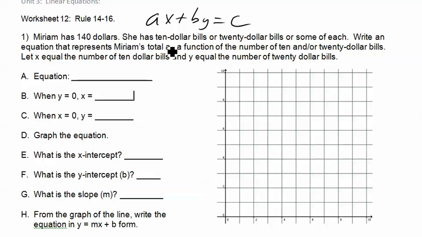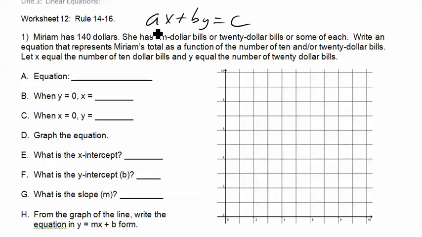So it says here she has $10 bills or $20 bills. So Miriam has $140 altogether. So 140 is going to be her total. And I'll write that in just a second. But she's got $10 bills or $20 bills, or some of each. Write an equation that represents Miriam's total as a function of the number of $10 or $20 bills. Let x equal the number of $10 bills and y equal the number of $20 bills.